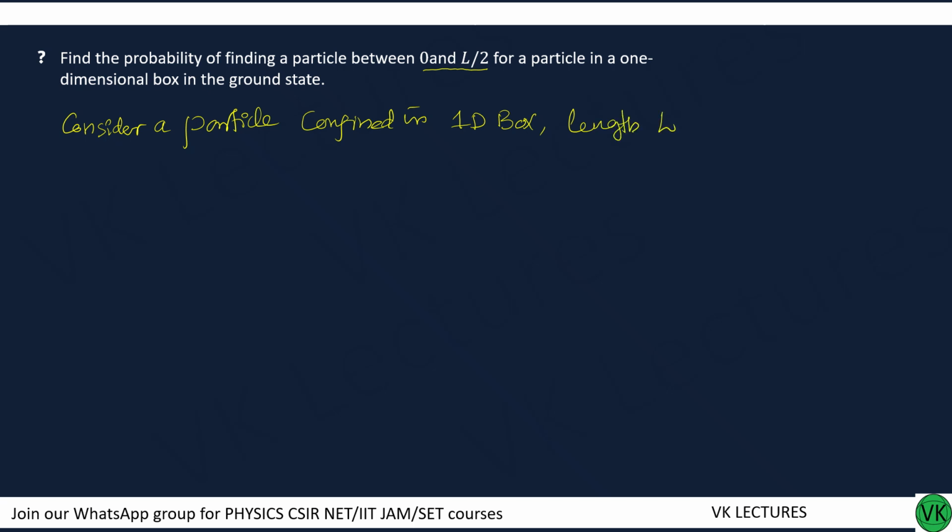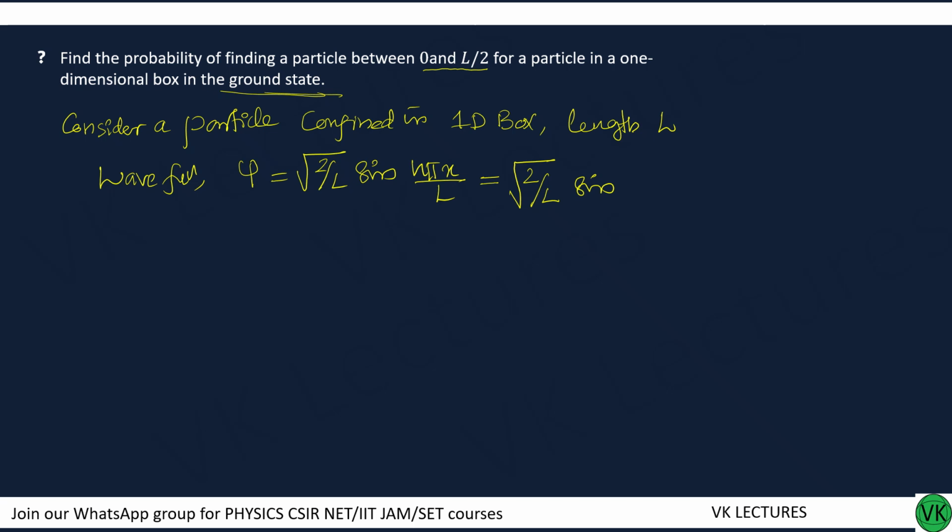What is the normalized wave function here? The normalized wave function is psi equal to under root 2 by L sine n pi x by L. This is the wave function. Here we are told it is in the ground state, so n is equal to 1. So we get root 2 by L sine pi x by L for the ground state.